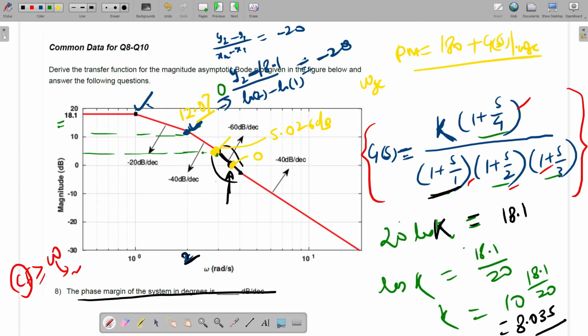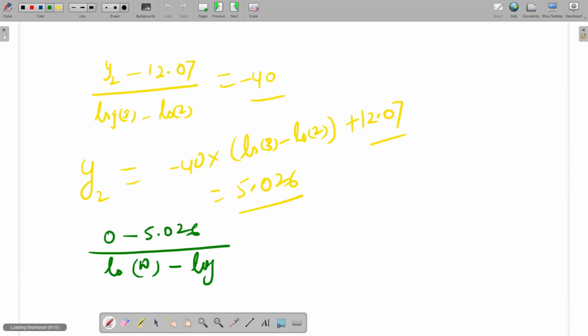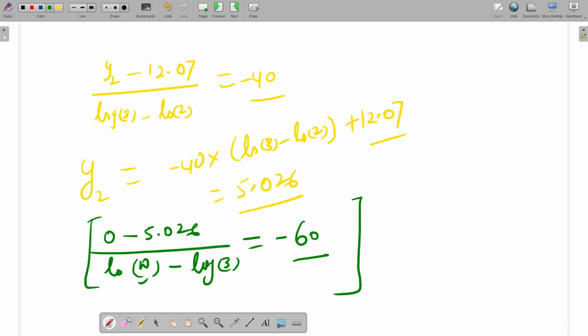1, 2, 3. So this point is 3. Log omega minus log 3. This should be equal to how much? Minus 60. So from here we can get the gain crossover frequency. Is it clear up to now? From this equation, what will be the value of omega? That will be omega GC. Okay, sir. Is it clear, this explanation? Yes, sir. Okay.